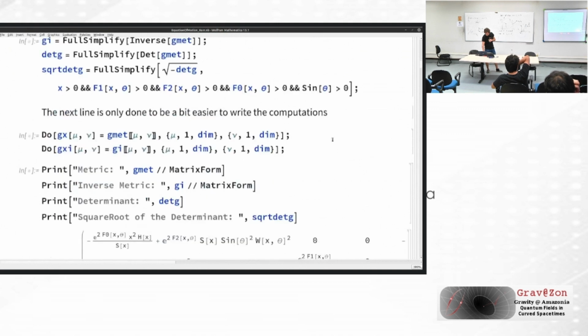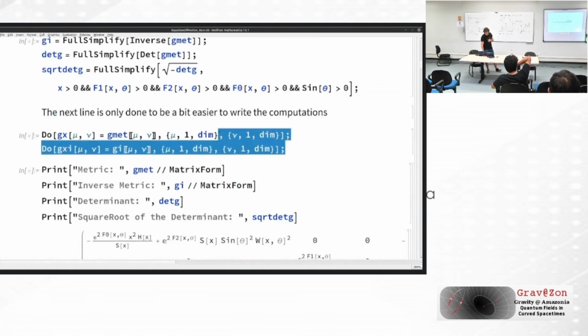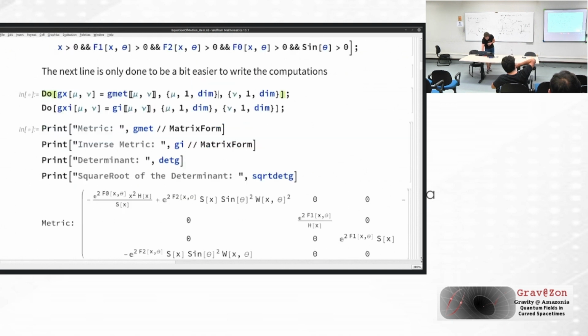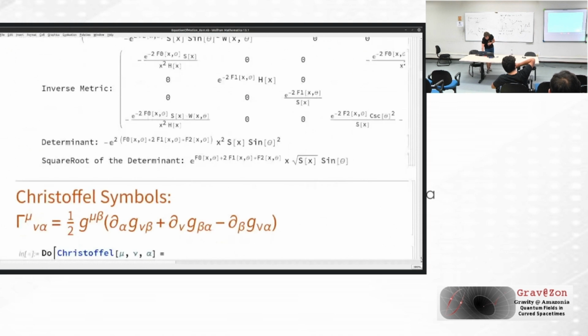Here, these two lines just simplify the notation a bit, but it's not very important. And then you can do some prints to see if everything is fine. So you have the metric, the inverse metric, the determinant, and so on.